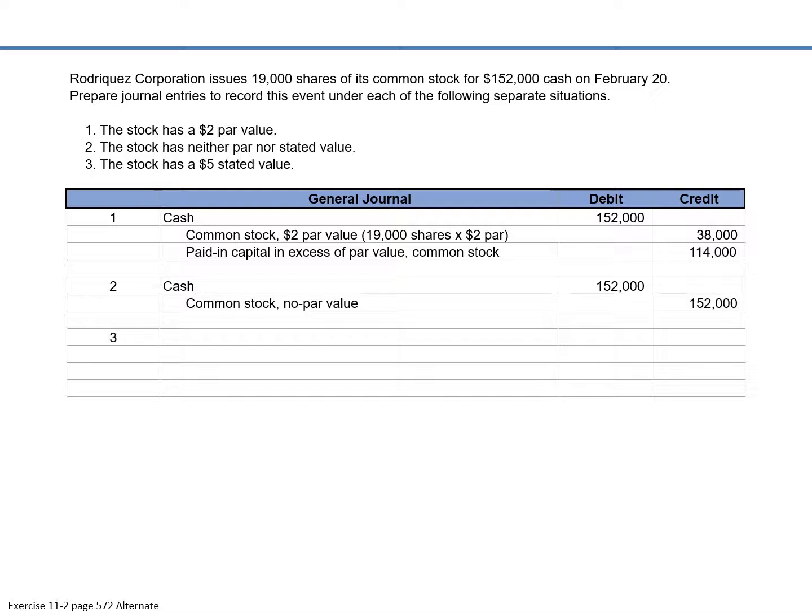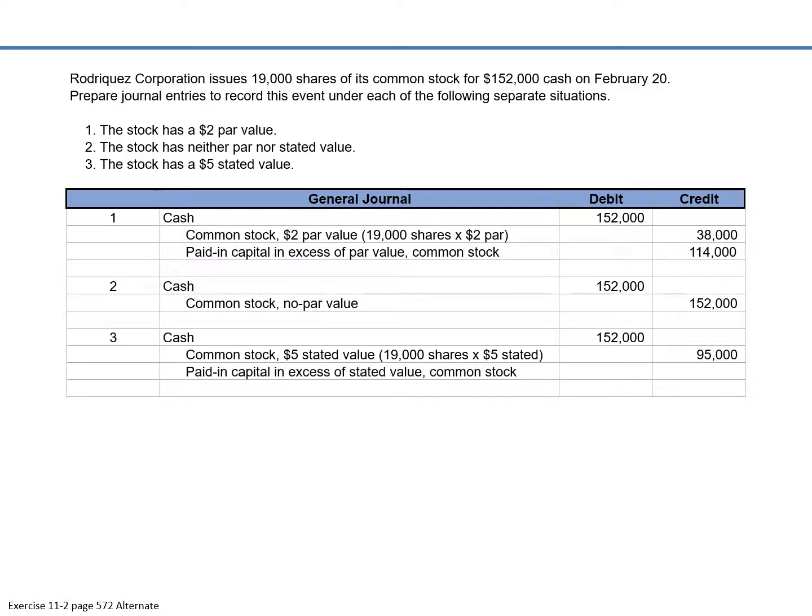In situation 3, if the stock has a $5 stated value, our cash is still going to be $152,000. Our common stock will be a credit equal to the stated value times the shares, so 19,000 times 5. And the difference gets put to our paid in capital in excess of stated value, common stock. So keep in mind, in situations 1 and 3, there is no difference in the entry, it's just the words. So whether it's par value or stated value, the entry is still the same. Okay?